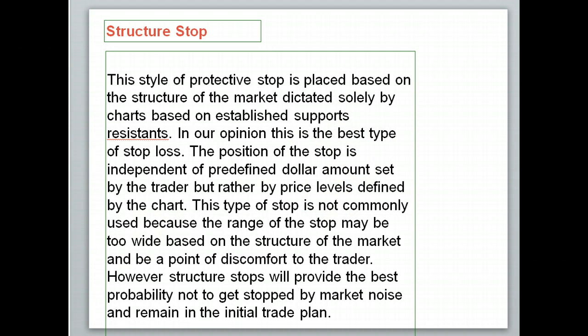best type of stops to use. But in order to use them correctly and in the right way, you need to be able to learn, read charts, understand charts, pinpoint support resistance levels that are structurally key in a correct way, and then use them appropriately.